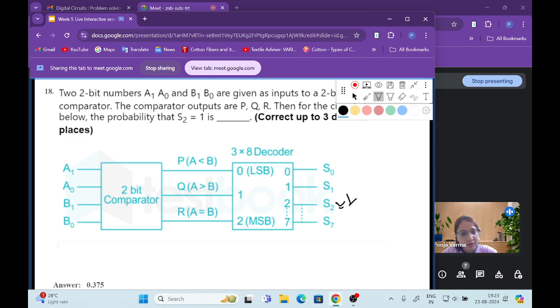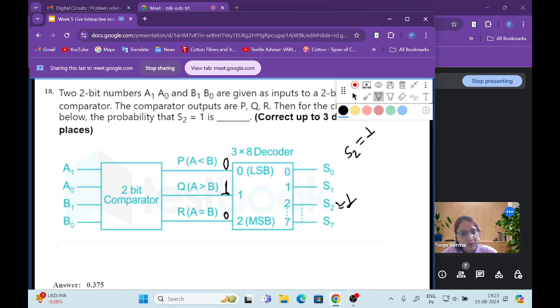Okay, now we need to check when S2 will be 1. So for S2 becoming 1, the inputs of the decoder must be 0, 1, 0, right? It is a 3 into 8 decoder, so already we have seen the previous ones, 0, 0, 0, then 0, 0, 1, 0, 1, 0 and 0, 1, 1, like this. So if the combination 0, 1, 0 is there in the inputs, then S2 will be 1 only, right?